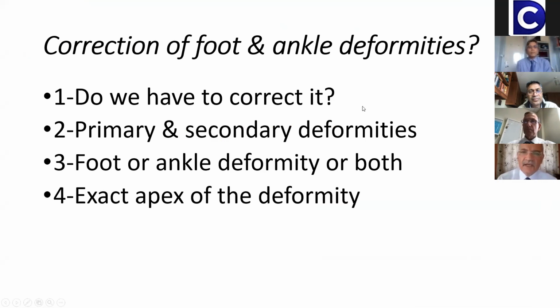What do we need to know if we want to correct foot and ankle deformities? Do we have to correct them? We have primary and secondary deformities. If you think about foot and ankle deformities, you have to give it a second thought. Do you have secondary deformities or not? Which deformities have you got? Do you have an isolated foot, an isolated ankle, or both of them? And where is the exact apex of the deformity? You usually say that you have one CORA, but in the foot, sometimes you have more than one apex for the deformity.